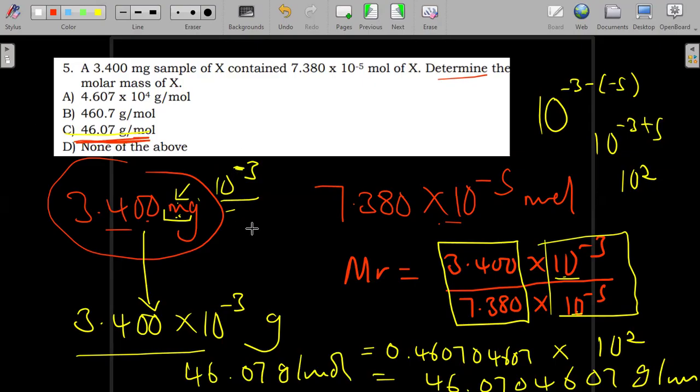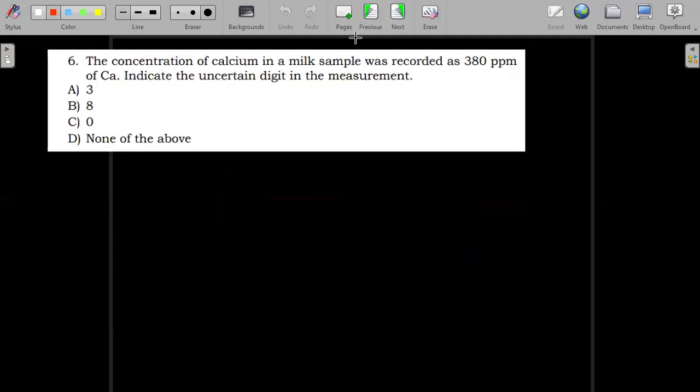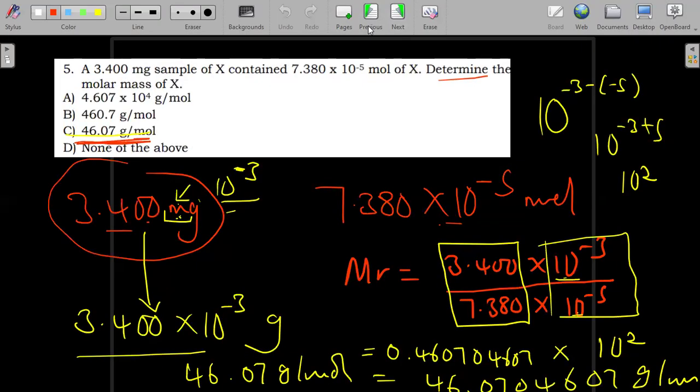Unless there are questions. Okay, I think this is straightforward. So let's look at question 6. So question 6, okay, you have a question?